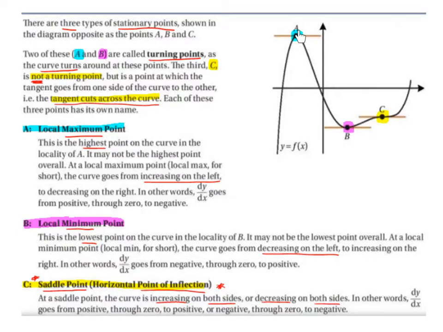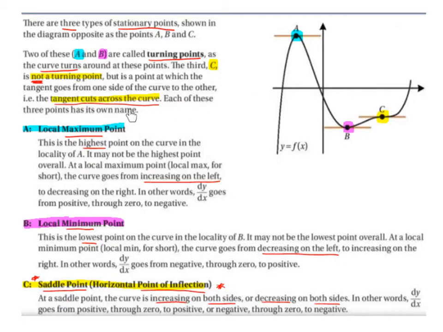So you can see for A, the curve was going upwards, it was increasing, and then it turns and it starts going downwards, it starts decreasing. At B, the curve was going downwards, it was decreasing, and then it turns and starts going upwards, it starts increasing. The third, C, is not a turning point, but it is a point at which the tangent goes from one side of the curve to the other, i.e. the tangent cuts across the curve.